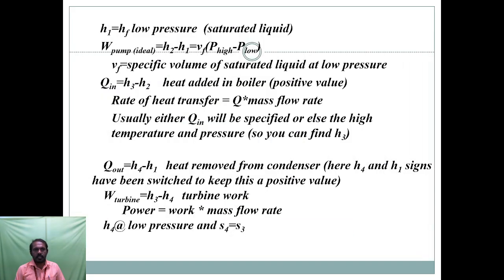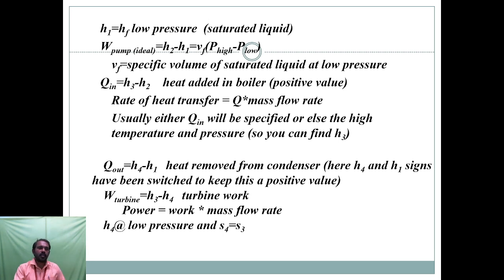The first process is H, and what does H mean? H means enthalpy. So what is enthalpy? Enthalpy is the sum of the thermodynamic internal energy and the product of the pressure and volume. This is enthalpy, so H1. The first process, 1 to 2, is an isentropic expansion process.